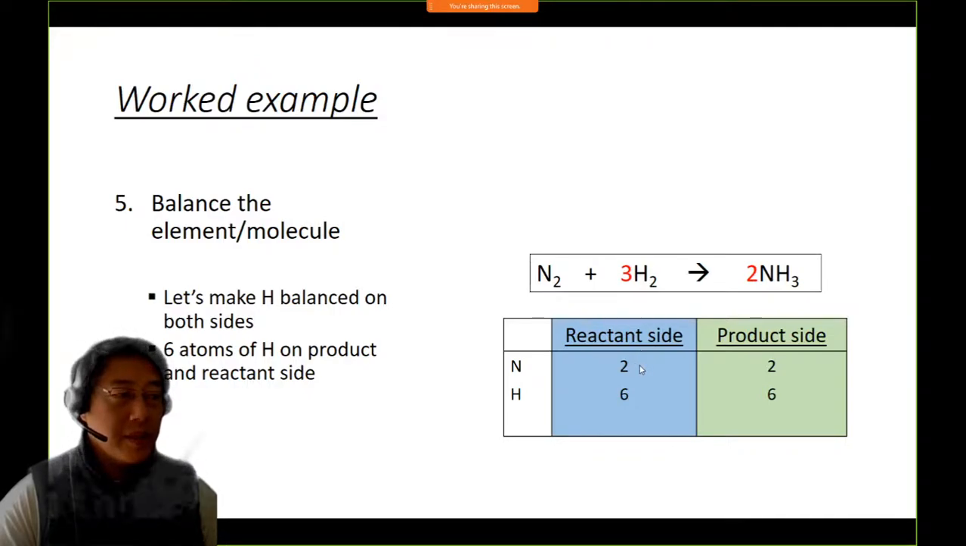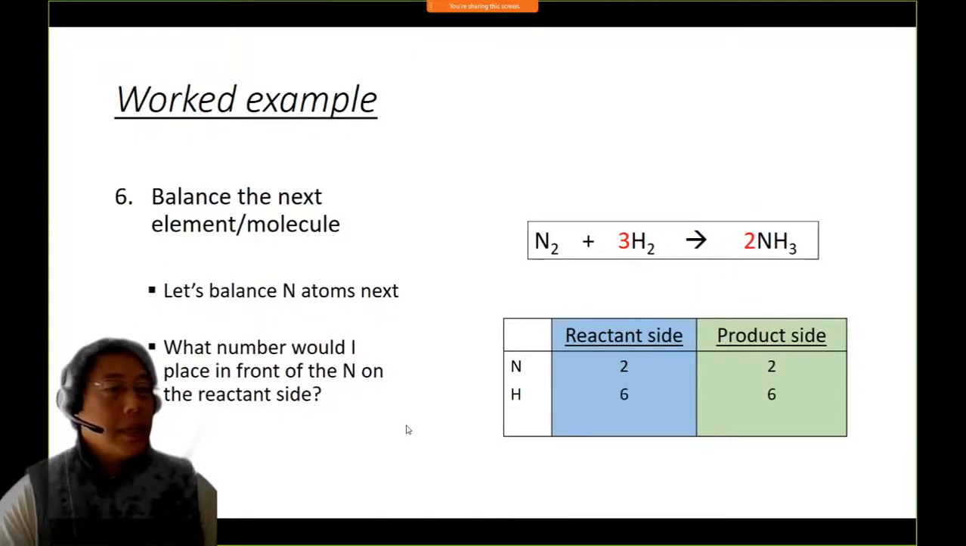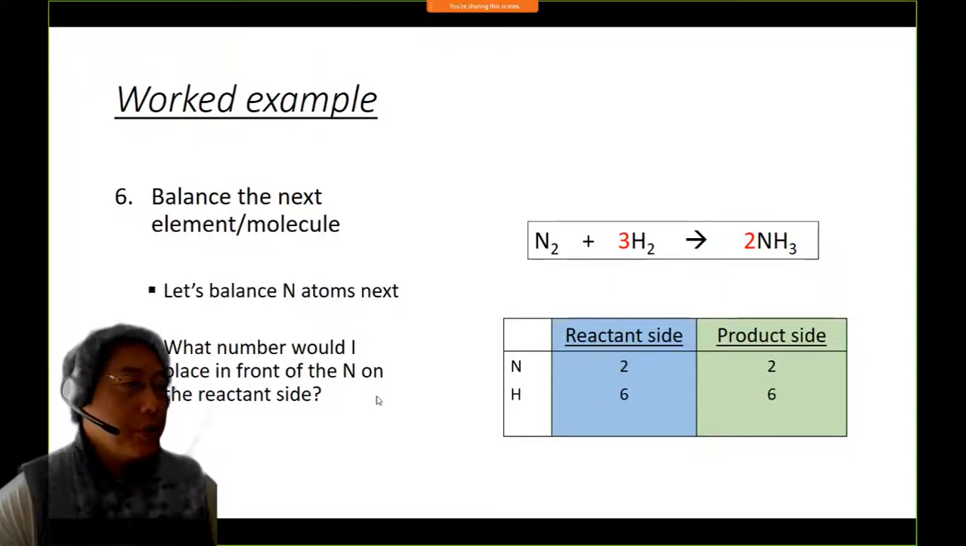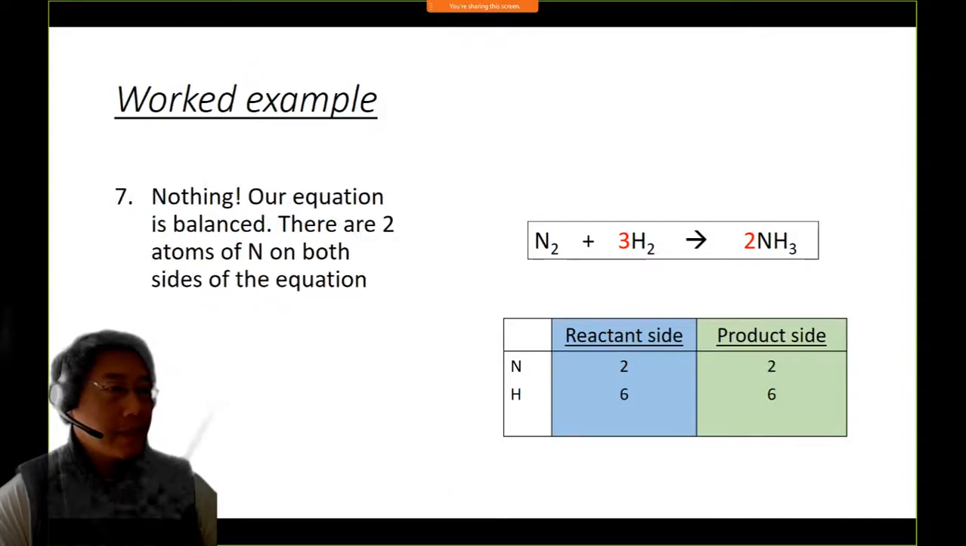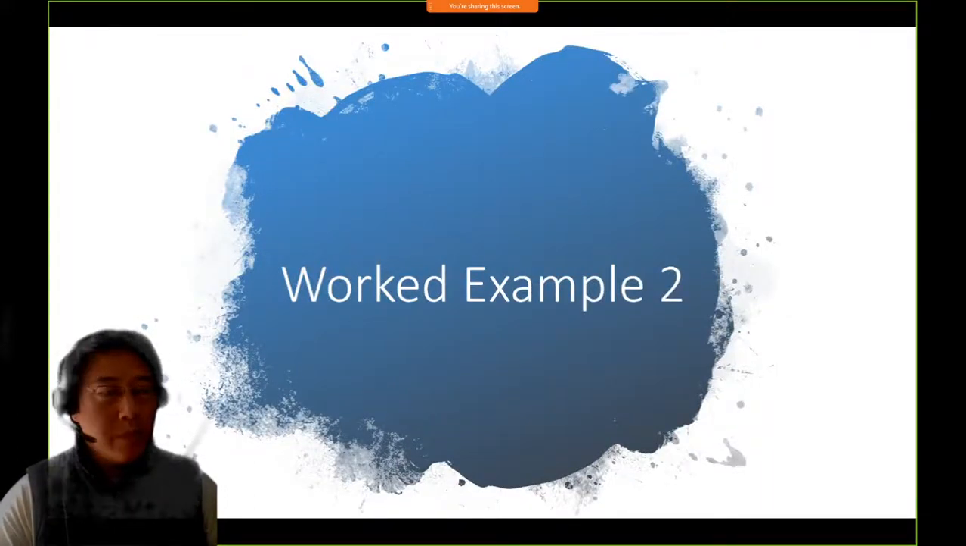And yes, it is balanced because the numbers are the same on both sides. So there's no number you need to add, as it is balanced. All right, next worked example.